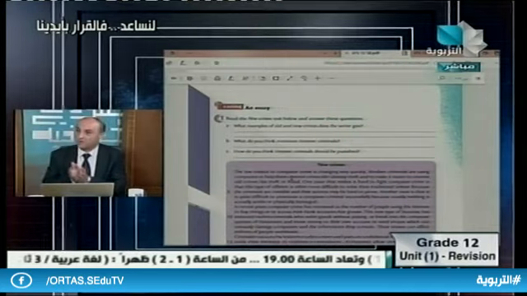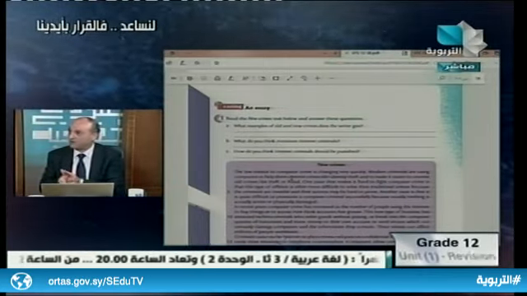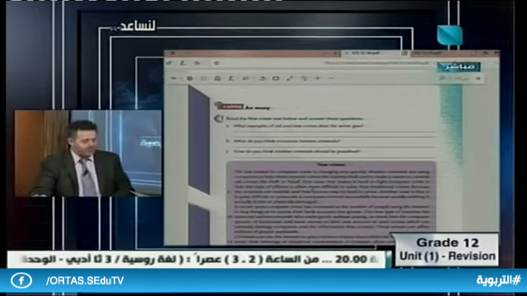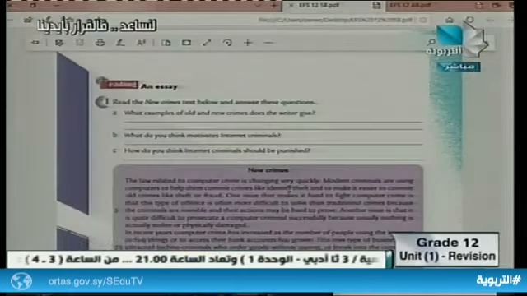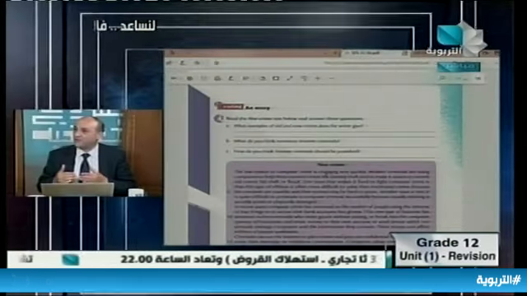Now, Mr. Mazen, modern criminals nowadays are using computers. We know that. Why? Yes, modern criminals are using computers to help them commit crimes like identity theft and to make it easier to commit all the crimes like theft or fraud. Thank you. So computers help them to commit crimes.